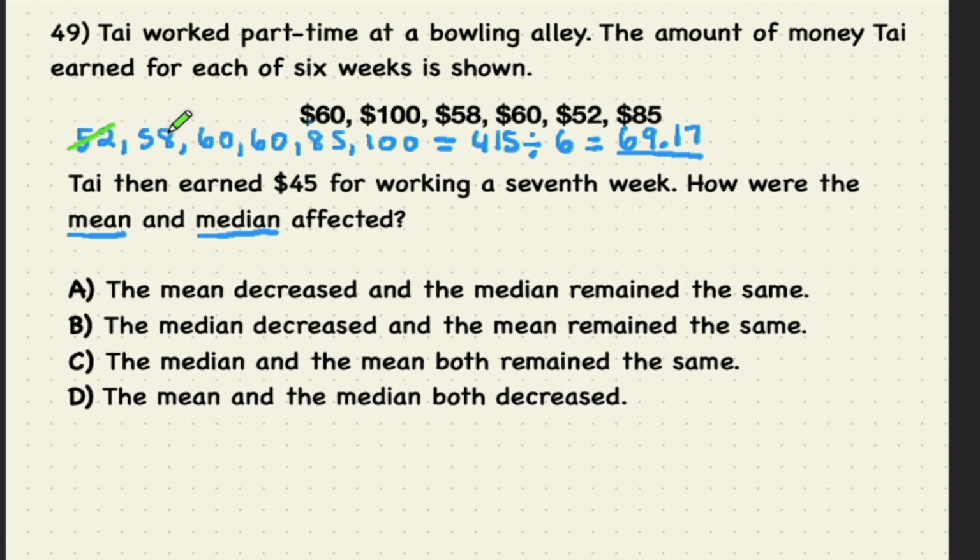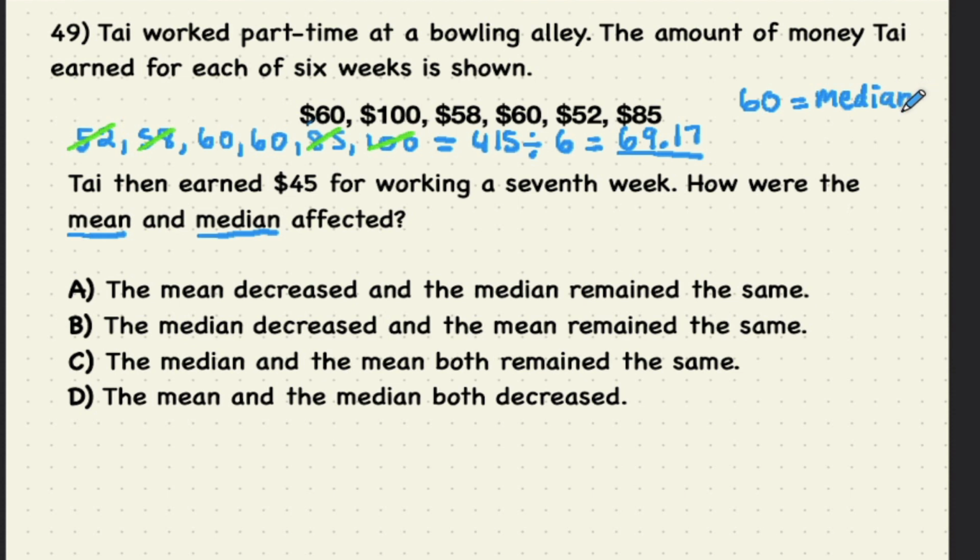So we have 52 on this side, then 100, 85, 58, and then we have 60 and 60. So we know that 60 and 60 is 120, and we have to divide 120 by 2, which gives us 60. So therefore, our median value is 60. So we'll place 60 right here, and we'll say that's our median.